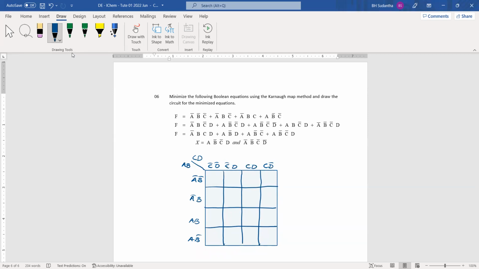First one, A bar B C D. This is one, A bar B C D. The second one, A B bar D, this region. Next one, A B bar C bar, here. This one, A B bar C bar D is already there.